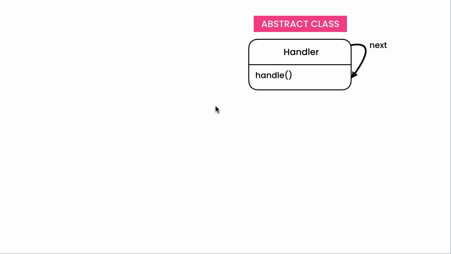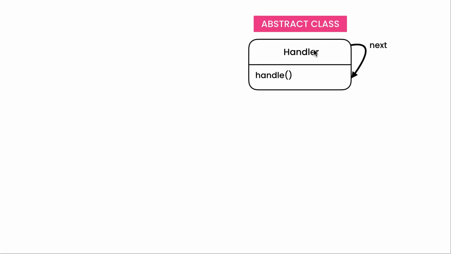Basically, we need an abstract class called handler. This handler has a reference to itself. So it has a field called next, and the type of this field is handler. So with this, each handler can know about the next handler in the chain. If you have taken my data structures course, you know that this is what we call a linked list. Each node has a reference to the next node.